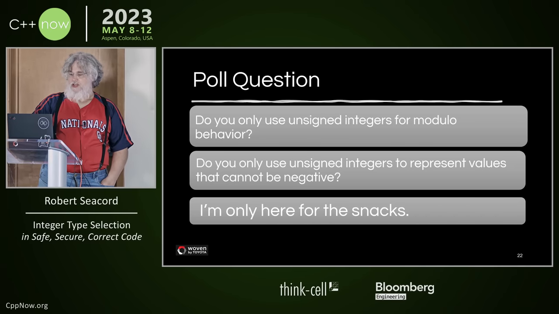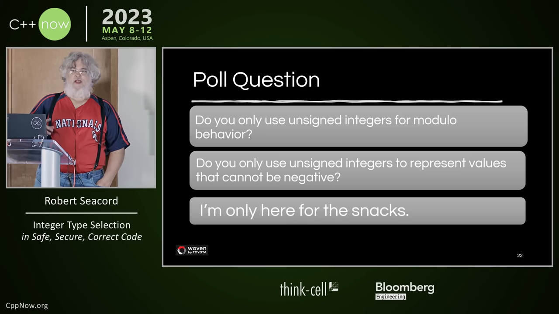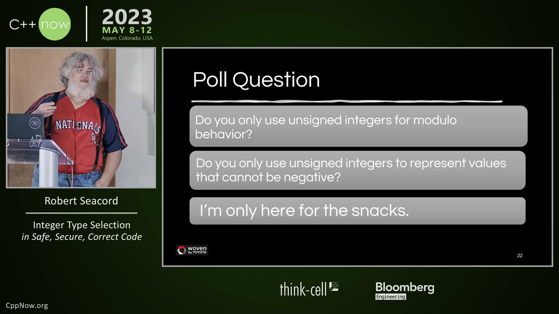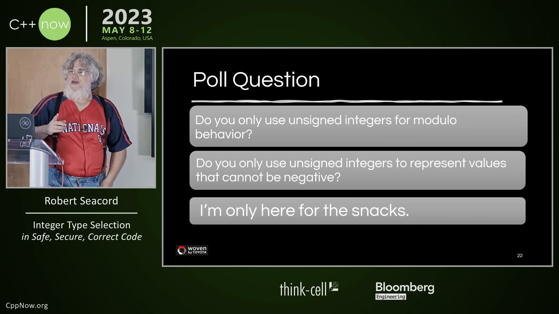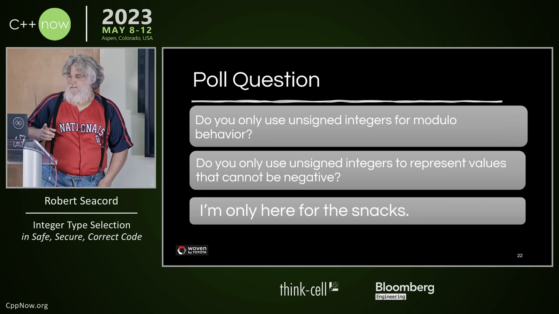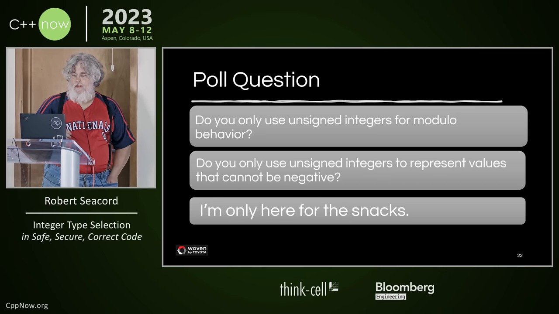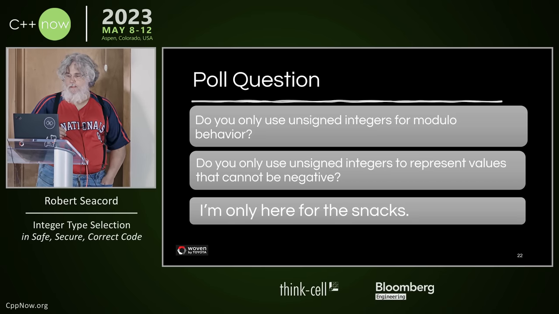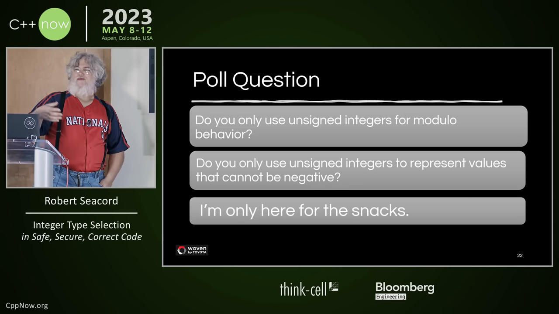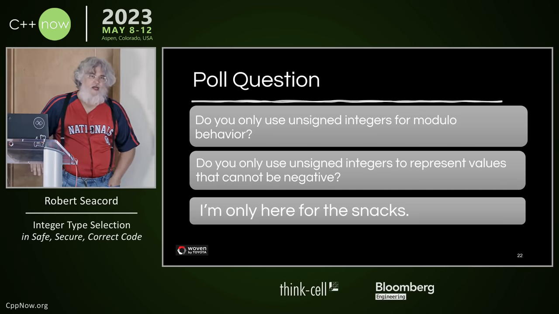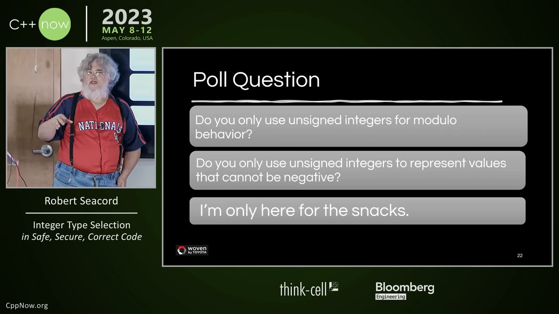So, how many people think you only use unsigned integers to represent values that can't be negative? Pretty much, okay. Here for the snacks? Yeah, I should have known. Okay, sometimes I use it for modulo, sometimes I use it for non-negative numbers. So it's not only one case or only the other case. I use both cases. I kind of think the second one includes the first one, but that's how I interpret it. Yeah, so non-negative numbers, and if it happens to overflow, it's still non-negative. That's a pretty good result.